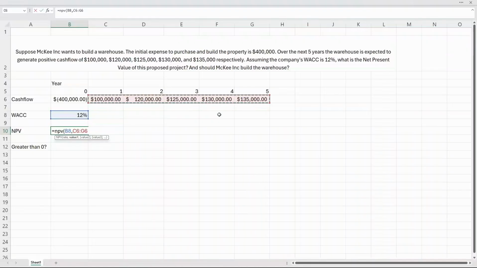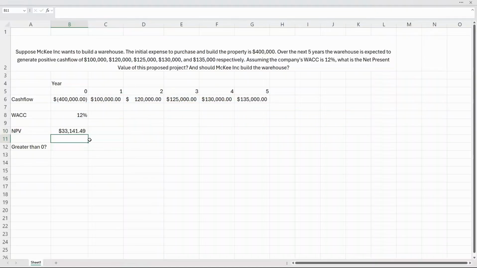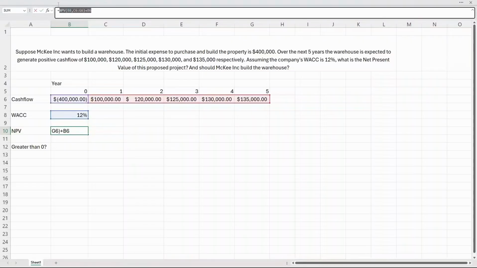And this is all we need for the NPV function. And this will give us the present value of these 5 cash flows all at year 0. But note it's not going to include year 0. So in order to have the right answer, we need to do a second step, which is adding B6 here, the negative 400,000, along with the NPV function. And now we get a positive 33,141 as the net present value of this proposed project. I did this all in one cell, as you can see right here.